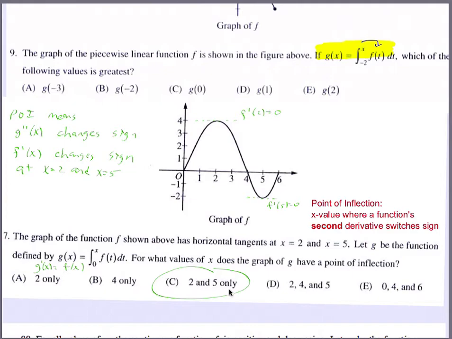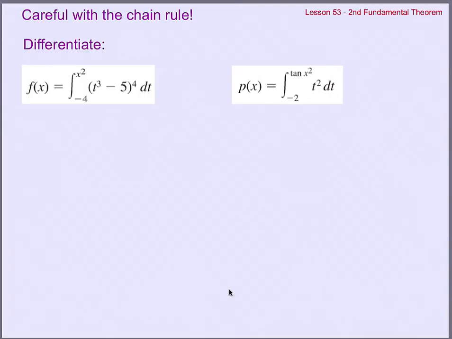One last thing to show you, a little extension of the fundamental theorem. You do have to be careful, like always, about the chain rule. So we have the second fundamental theorem, which is that if we have an accumulation function, its derivative is the integrand evaluated at the upper limit of integration. Well, if that upper limit of integration is its own function, we would think of that as the inside function. Which means chain rule, you have to remember the chain rule.